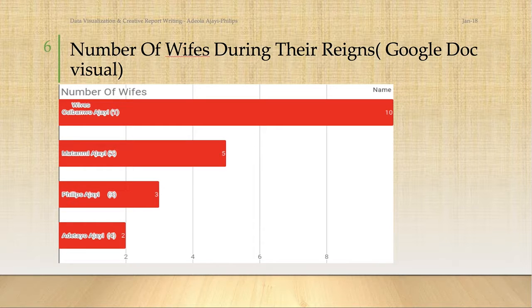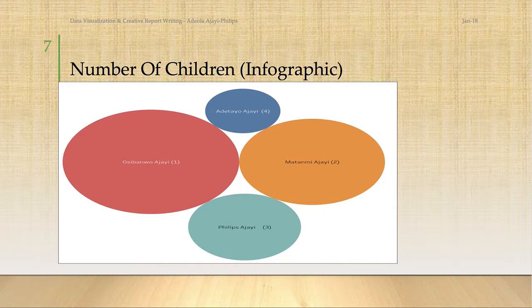Now, this is the Google Doc visuals. You can tell the first one, whom I call the king, did have a lot of wives compared to the number of kings now. It's reducing every day. Every time a new person gets there, it gets reduced. So this is the infographic that represents the number of children they produced over time. You can tell with the red that my first great-grandfather had a lot of wives then.